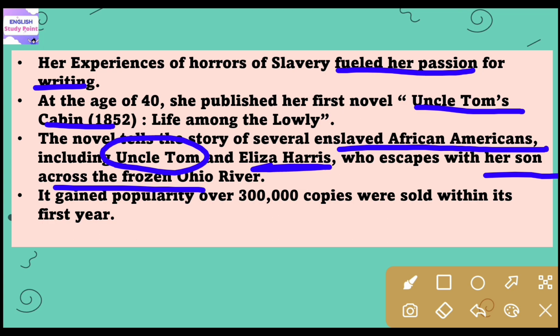So this man, Uncle Tom, is a kind of stoic person, meaning a person who endures pain or hardship without showing their feelings or complaining to others. Such a kind of man he is, and during his lifetime he endured various forms of abuse and mistreatment. This novel gained popularity, and over 3 lakh copies were sold within its first year of publication. So you can assess how much popularity this particular novel got when it was published for the first time.